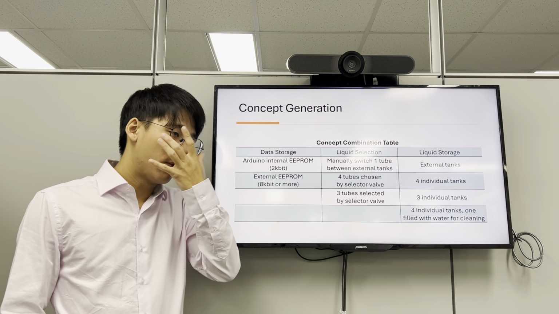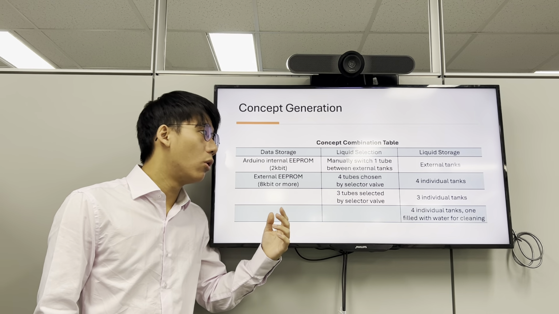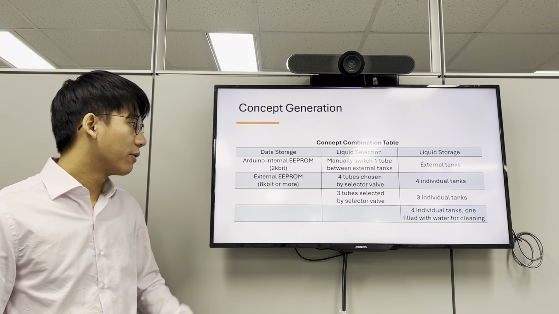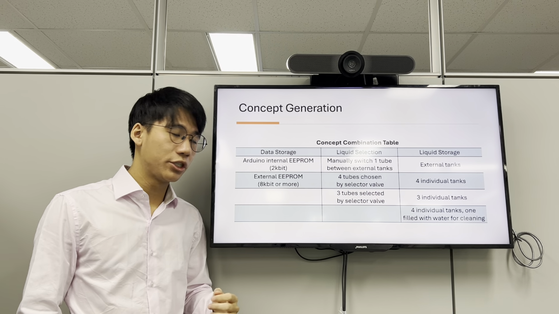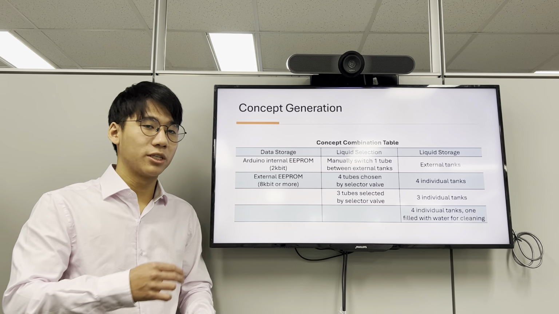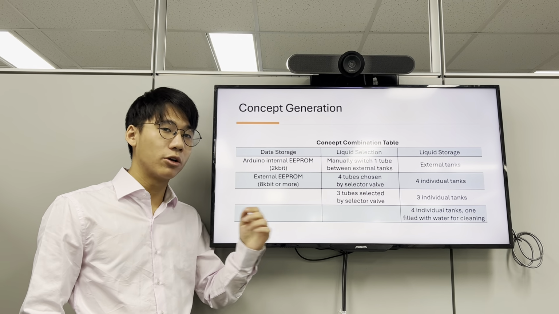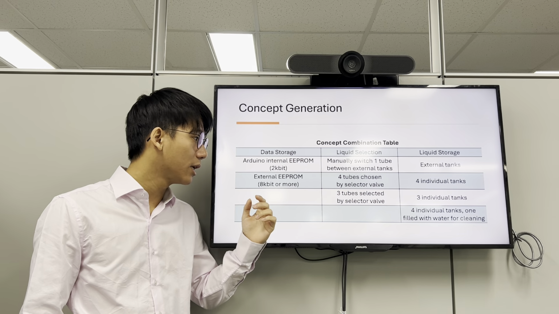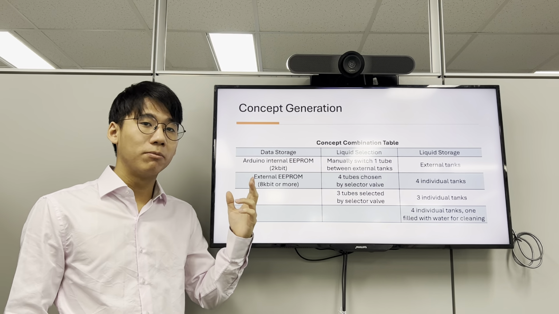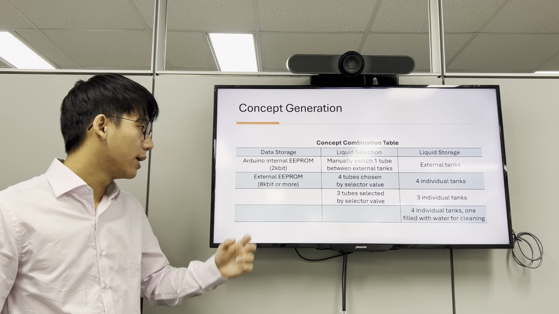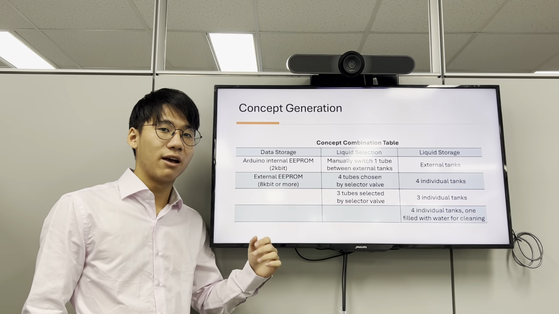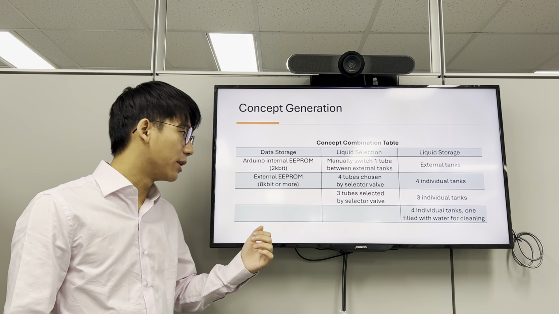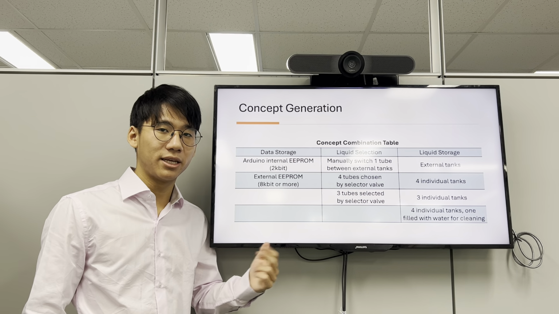For reaching these goals, we generated a concept combination table from our team. The first is data storage, where we have 2 different concepts. The first one is the Arduino internal EEPROM. It has less storage, only 2 bytes, but it takes up less space inside the machine. The external EEPROM has more storage and can store more recipes, but it takes up more space inside the machine.